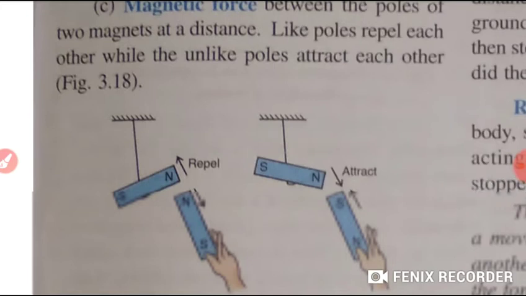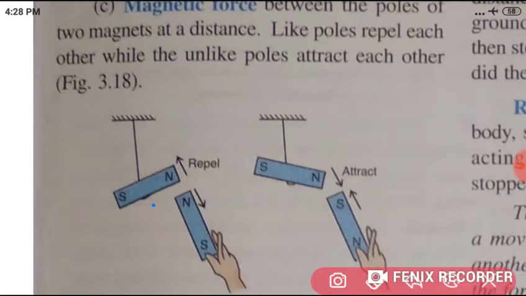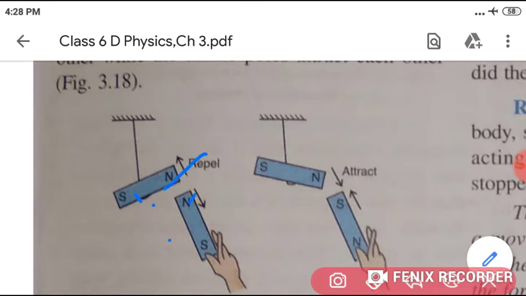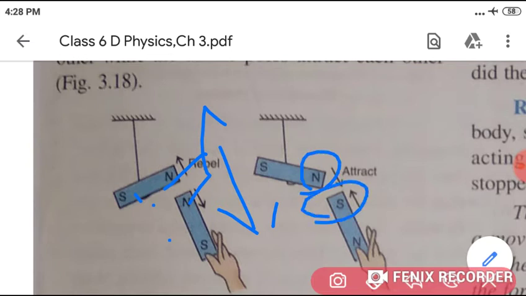Okay, this, two magnets are there, students, like poles. Okay, they will repel each other, while the unlike poles, like north pole and south pole, okay, they will attract each other.